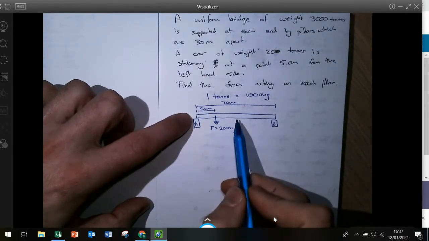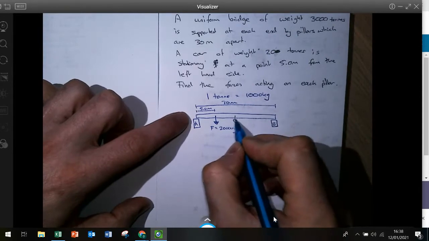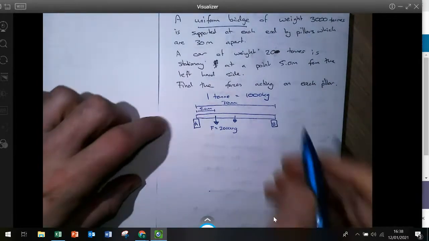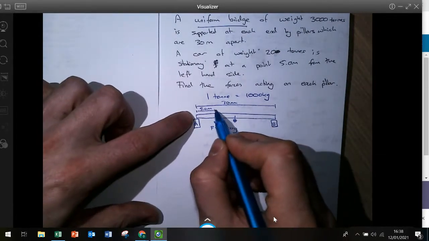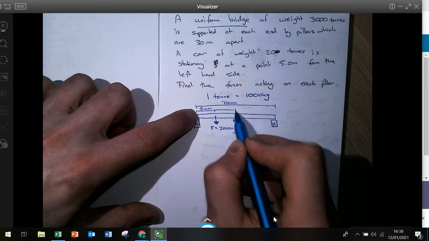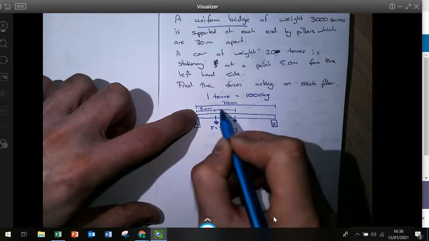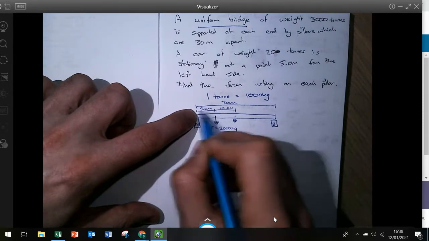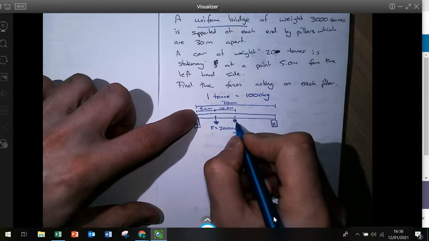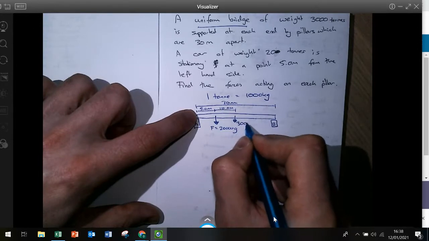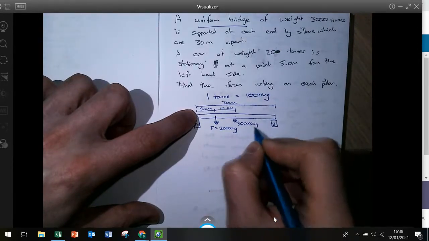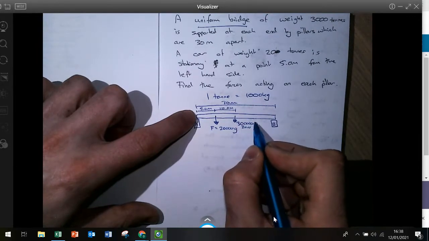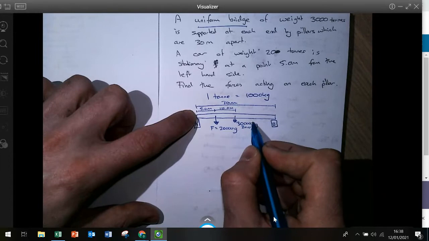And then we need to put the weight of the bridge. So it's going to be in the middle. It's a uniform bridge, which means the mass is uniformly distributed. So we know that this distance here from one end to the center of mass is going to be 15 meters, or I can just write 10 meters here because we've already put that 5 meters on. And the force here is going to be 3,000 times 1,000 G, or 3 times 10 to the 6 G.